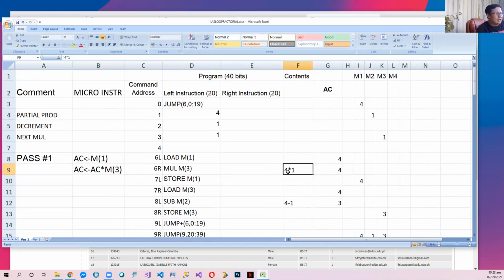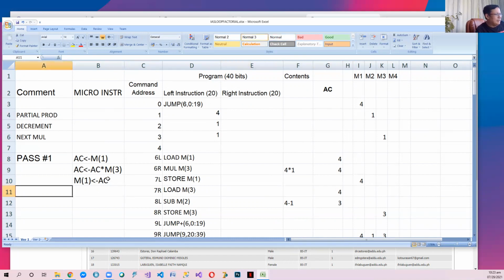So the actual content is 4 times 1. M of 3 is still 1. So this becomes 4. And then we store M1. M of 1 receives AC. Okay? So this is now M of 1 becomes 4, which is our first partial product. And then we have computed the partial product. The next thing to do is compute the next multiplier.